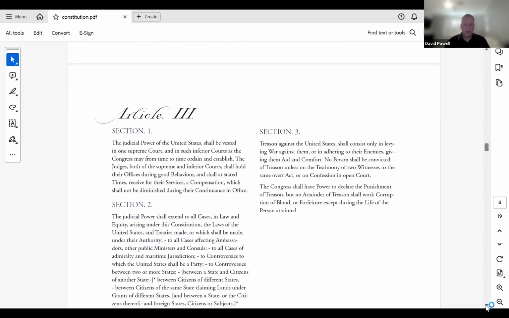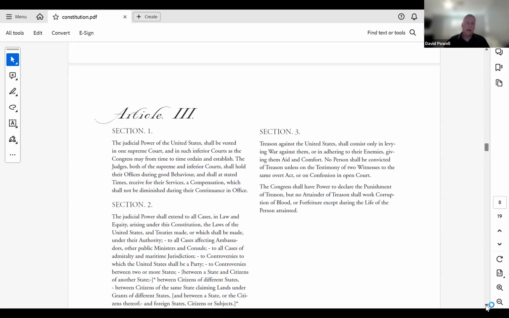Article 3 lays out the judiciary, but really all it does is lay out the Supreme Court. So there's one court known as the Supreme Court. There are no qualifications in the Constitution for serving on the Supreme Court. You don't have to be any minimum age. You don't have to be a citizen. You don't have to have any legal training. None of that is laid out in Article 3.